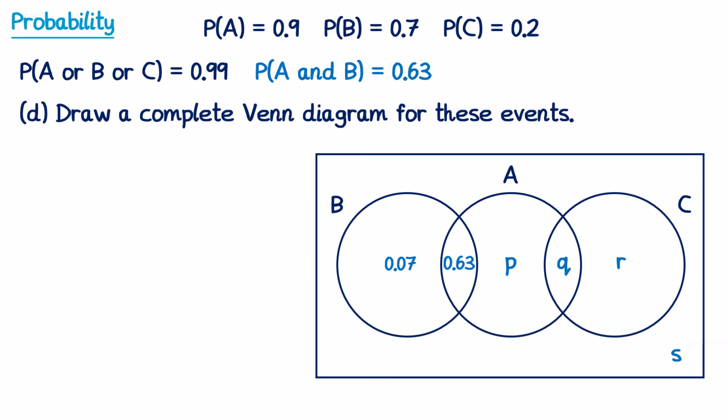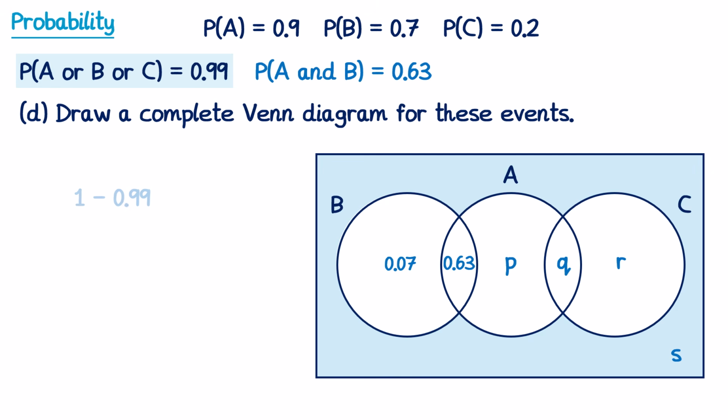We'll call it S. In the question, we're told the probability of A or B or C is 0.99, which means the sum of all of the probabilities in all three of those circles must be 0.99, so all of these ones here. This also means that if we look at the complement of this, which is everything not inside the circles, so our probability S, must add with this probability to give 1.